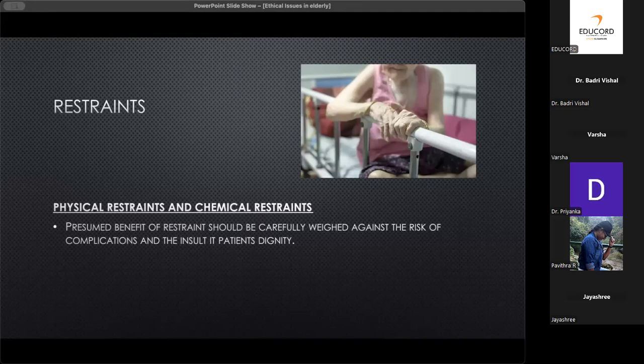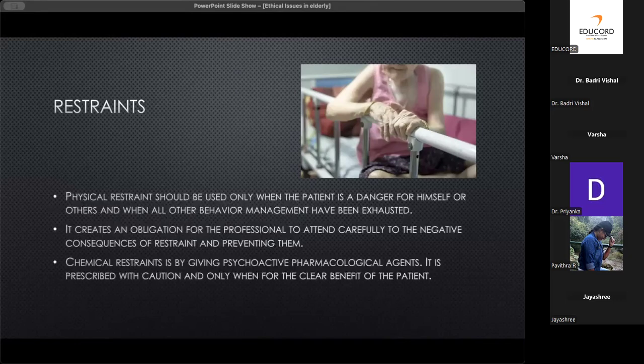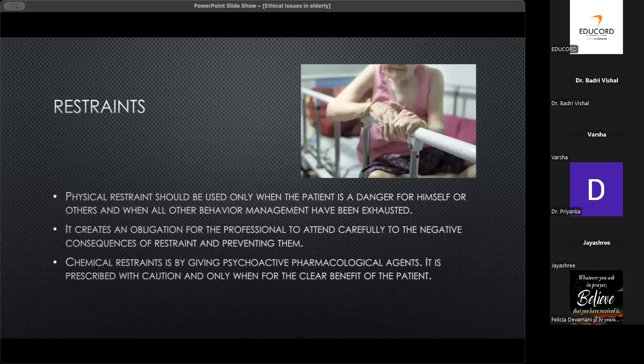What are chemical restraints? When the patient is put under any kind of sedatives, it's a chemical restraint. Physical restraint is when the patient is bound. Clear? A physical restraint should be used only when the patient is a danger to himself or others, or when all behavior management options have been exhausted. It creates an obligation for professionals to attend carefully to the negative consequences of restraint and to prevent them. A chemical restraint is by giving a psychoactive pharmacological agent. It is prescribed with caution and only for the clear benefit of the patient, and we cannot apply this to every patient.